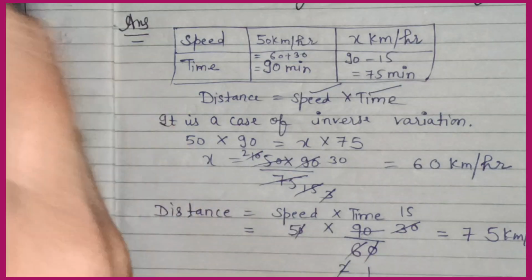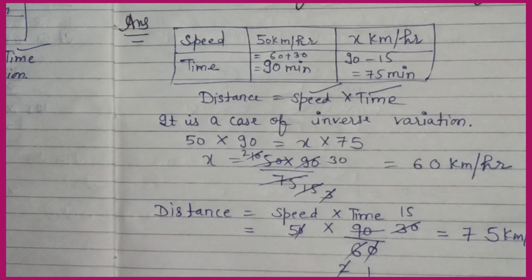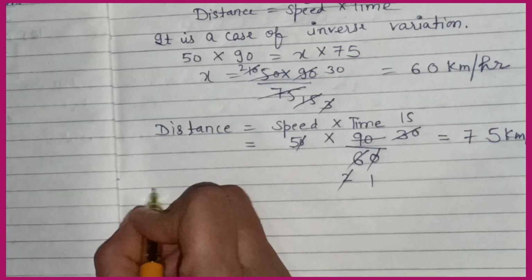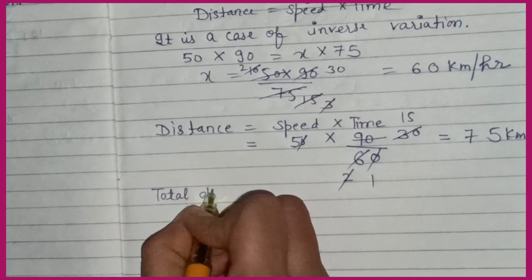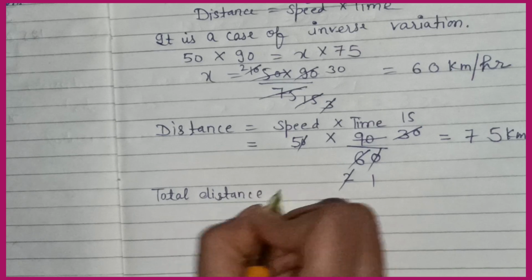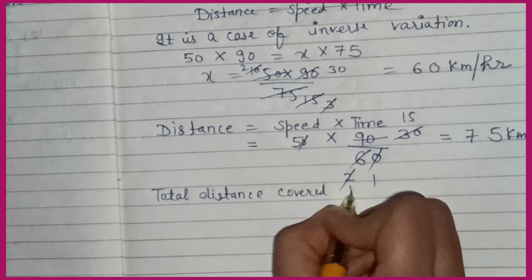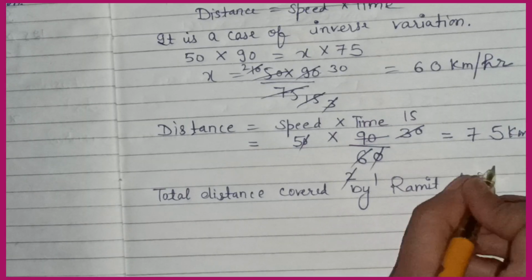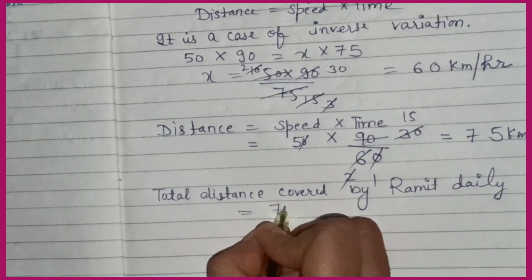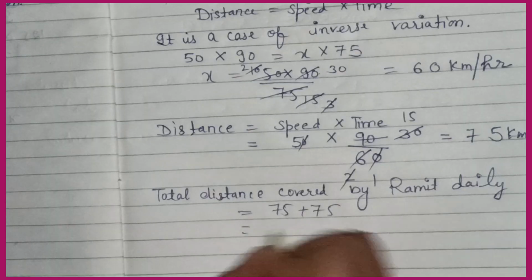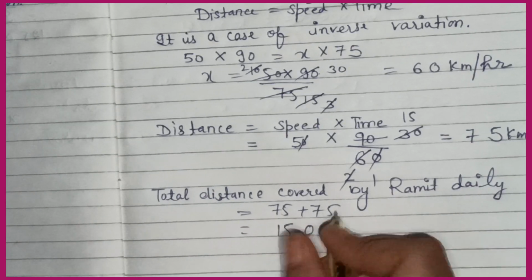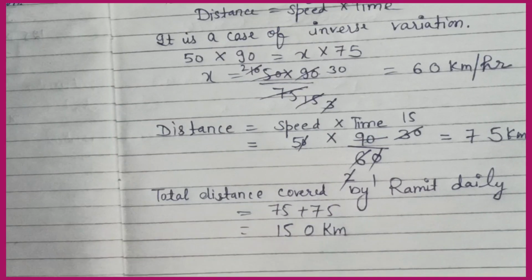Now this is the distance. Now we calculate the total distance covered by Ramit daily, which is equal to 75 plus 75. Here 5 plus 5 is equal to 10, 1 is a carry, 7 plus 7 is equal to 14, 15, so 150 kilometers. So this is the solution of this question.